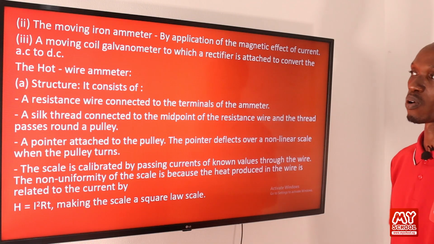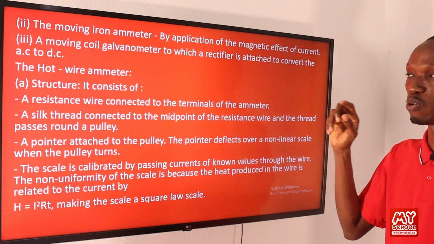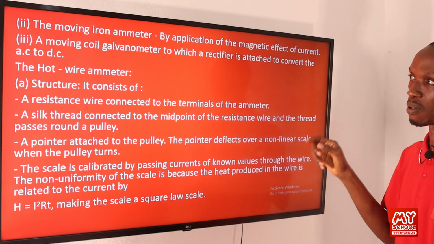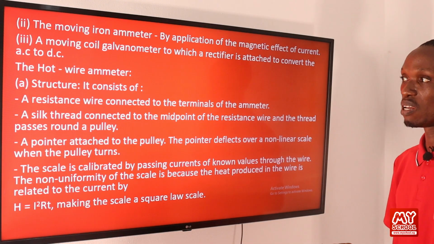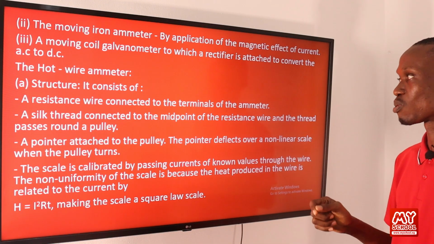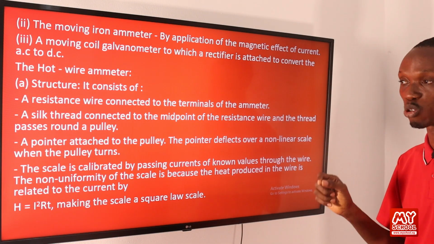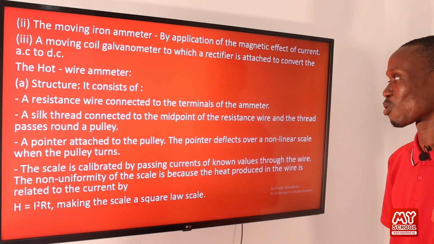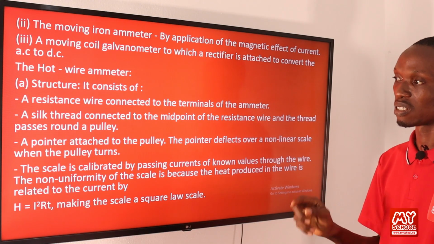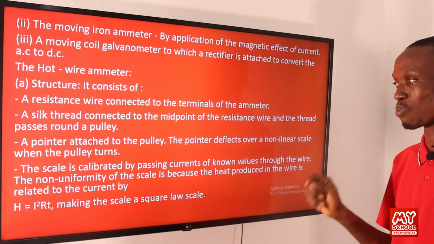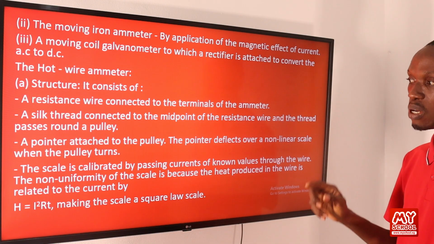Now let's discuss the hot wire ammeter, one of the instruments that can be used to measure AC current. Let's talk about the structure. One, it consists of a resistance wire connected to the terminals of the ammeter. Two, we have a silk thread connected to the midpoint of the resistance wire, and the thread passes through a pulley. Then three, we have a pointer attached to the pulley. The pointer deflects over a non-linear scale when the pulley turns.